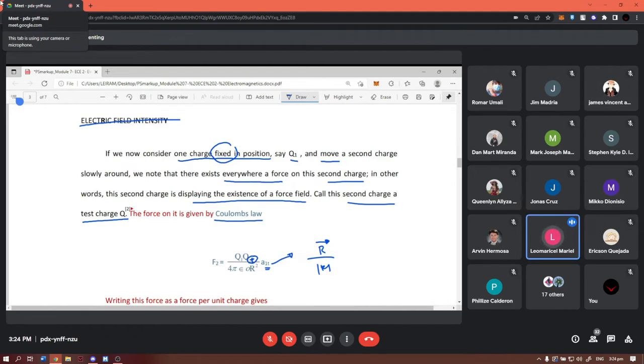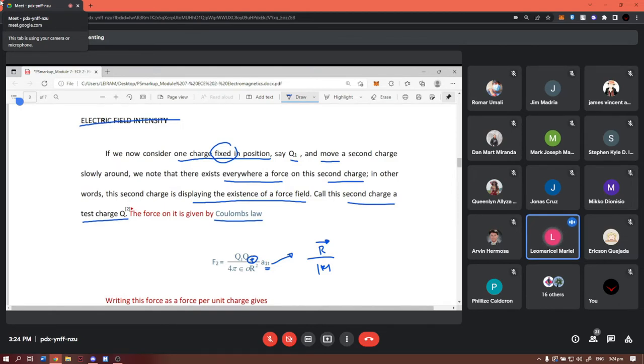So, the concept that I'm telling you now is based on the concept nung nakaraan lang natin. Okay? Ina-assume lang natin na yung isang position or isang charge is fixed and the other position is the one that is moving. And the moving charge is known to be the test charge. Yun din yung Q2 natin nung nakaraan. Okay? So, nilelet lang natin siya na T ngayon because that is called the test charge, the one that is moving.